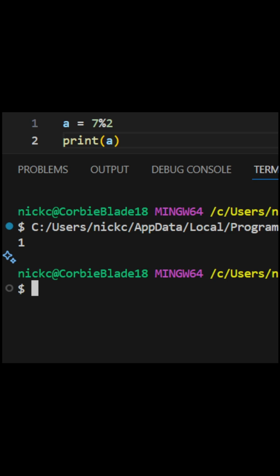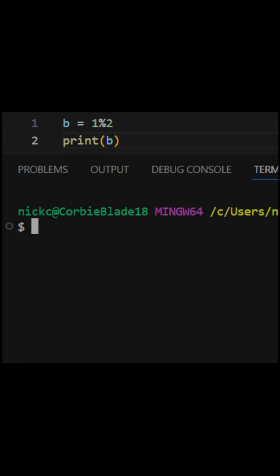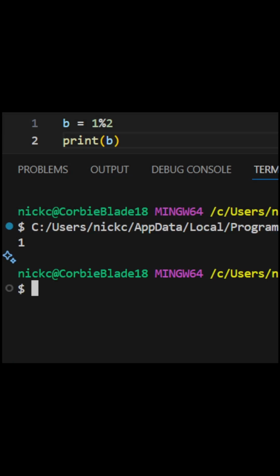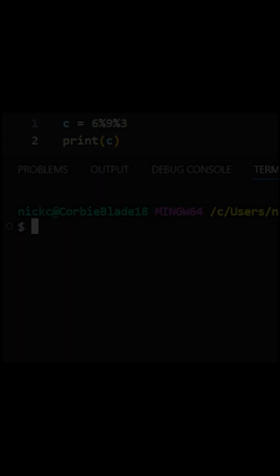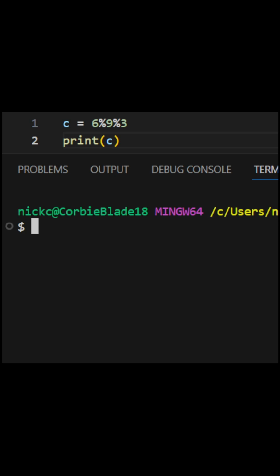Next, we assign the variable b to the operation 1 modulo 2. When we print the variable b, we can see it has a value of 1 after the operation has been performed. To add another value to the modulo operation, a percent sign and the additional value is added to the operation. Next, we assign the operation of 6 modulo 9 modulo 3 to the variable c.